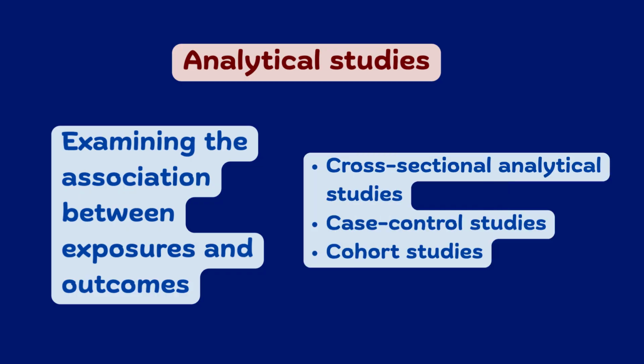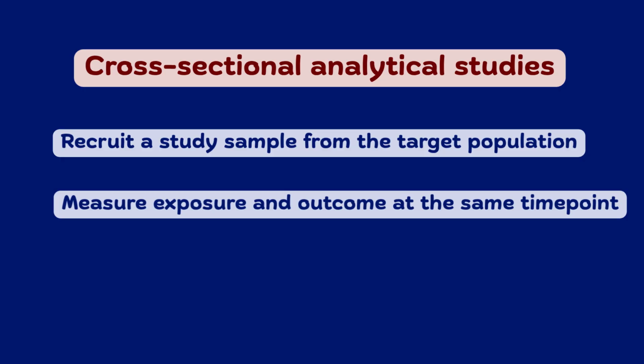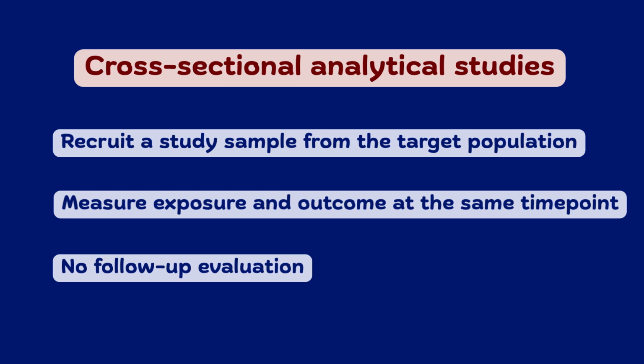Such analytical studies include cross sectional analytical studies, case control studies, and cohort studies. In cross sectional analytical studies, the researchers recruit a study sample from the target population. Then, information regarding exposure and outcome is obtained at the same time point. As the name suggests, no follow up evaluation is done for the purpose of the study. They conduct statistical tests to check for an association between the exposure and the outcome.